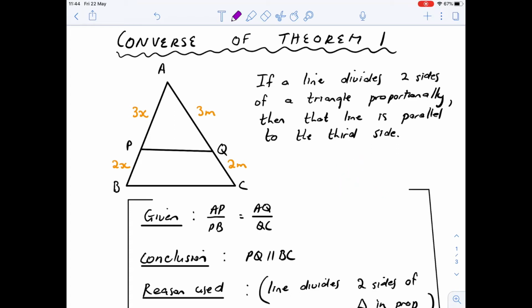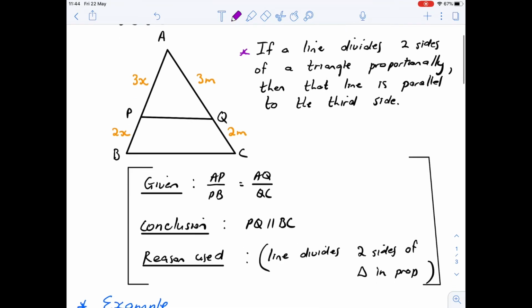Now, the converse, or the opposite, of that is that if a line divides two sides of a triangle proportionally, then that line is parallel to the third side. So if we look at triangle ABC here, it's given that AP over PB is equal to AQ over QC. In other words, the sides are in proportion, and I've written it as 3 over 2 is equal to 3 over 2. But remember, we've put the variables there because these lengths, 3x and 2x, are different to these lengths here. The sides are in proportion, but the lengths could be different.